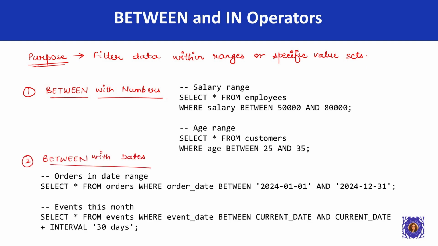The between operator is also highly effective for filtering data based on date ranges. To find all orders placed within the year 2024, you would specify the order_date as between the first day of January 2024 and the last day of December 2024. You can also use dynamic date calculations, like finding events happening within the next 30 days from the current_date.